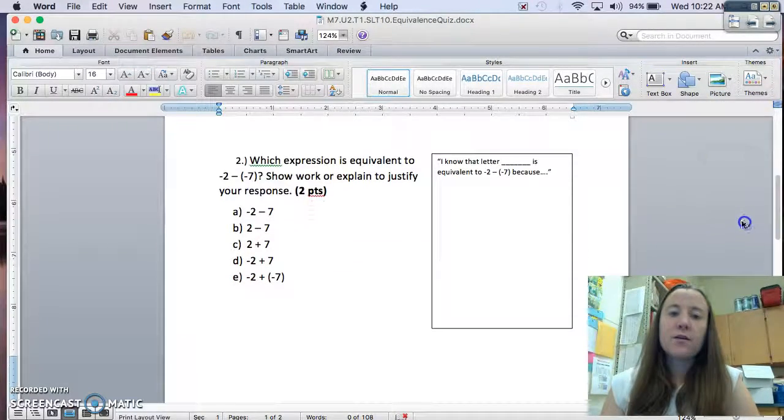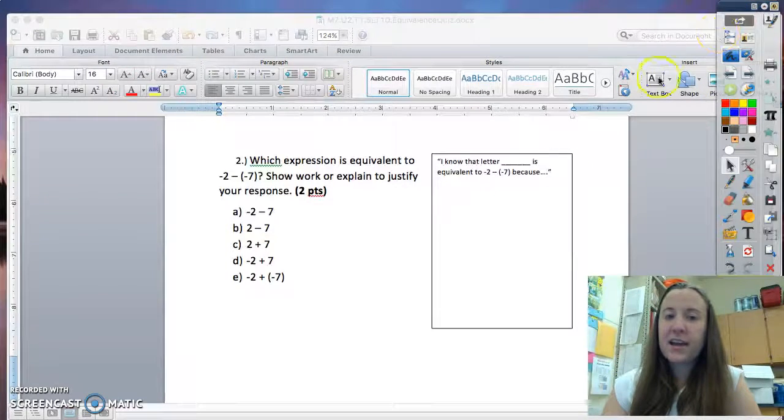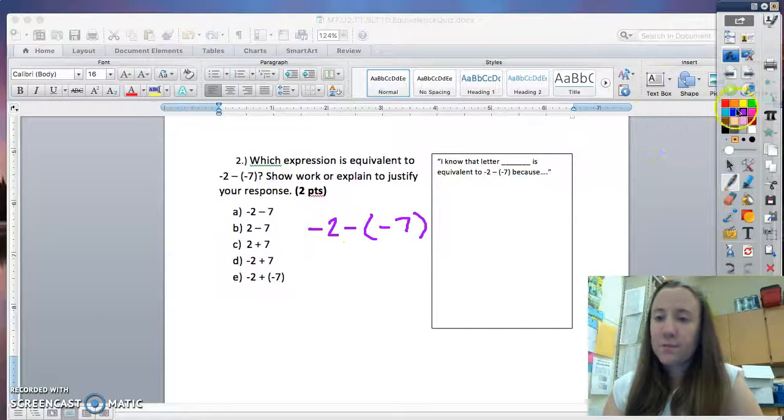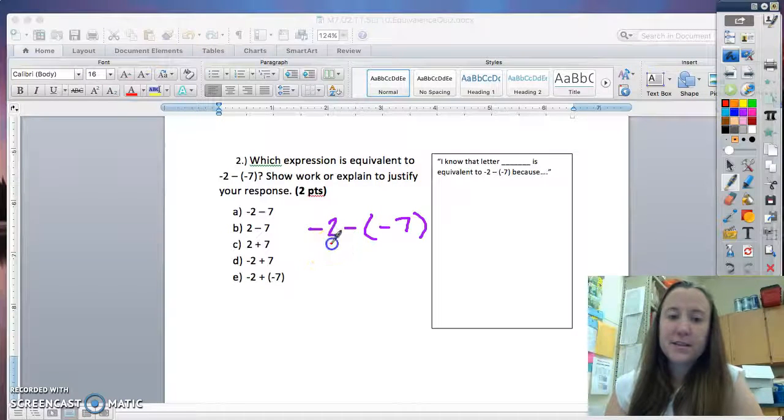This question was saying, which expression, only one of them, is equivalent to the expression negative 2 minus negative 7? Show work or explain to justify your response. In this problem, we should have seen you correctly using add the opposite in order to decide which ones were equivalent. And so I needed to start with the original expression, negative 2 minus a negative 7. When we add the opposite, there's three things we need to keep in mind. The first is that our first number doesn't change at all, so it's negative 2.